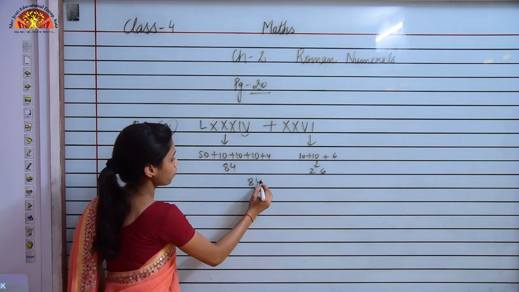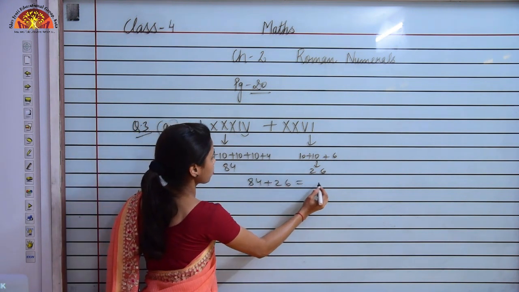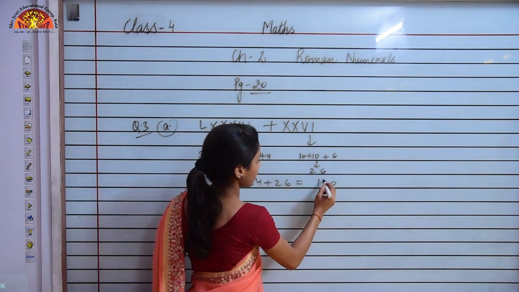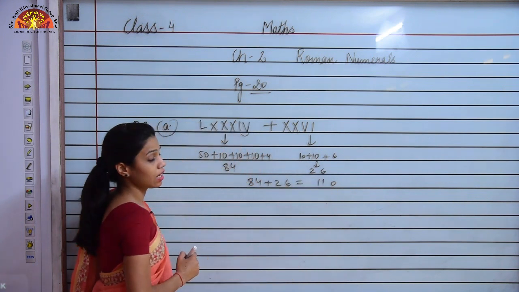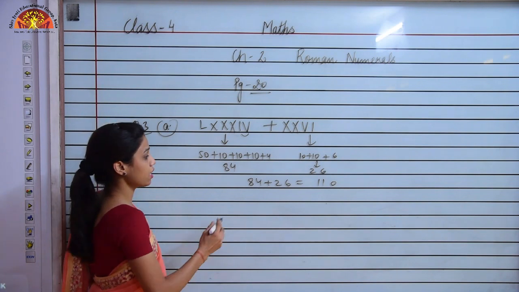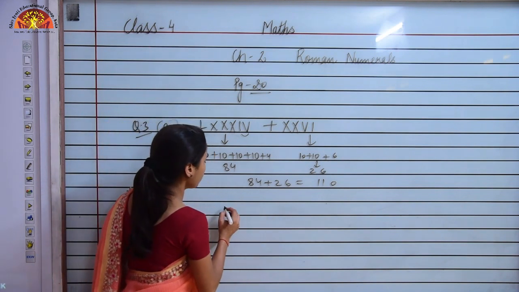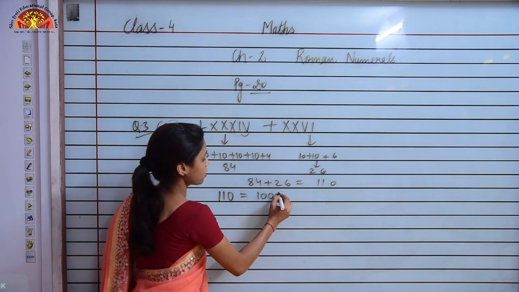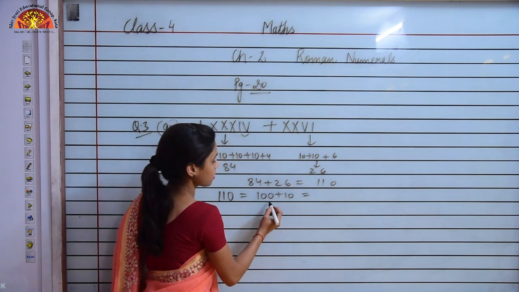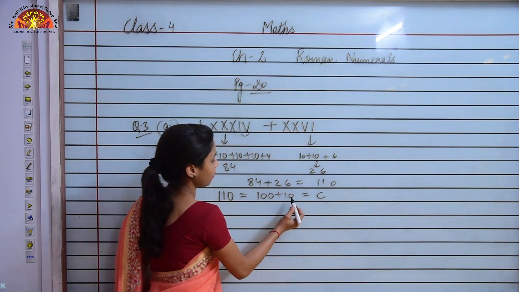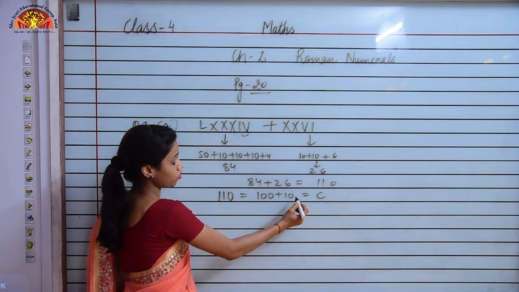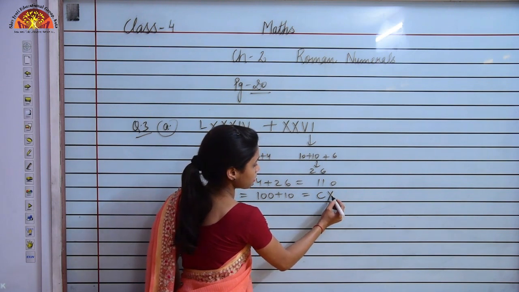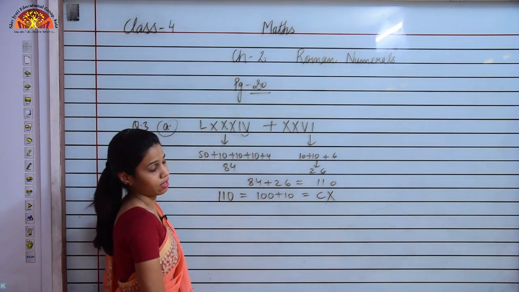So this is 84 and this is 26. Now 84 plus 26 is how much? 4 plus 6 is 10, 0, 1 carry, 8 plus 2, 10 plus 1, 11, 110. That means I have to write 110 in Roman form. Now to write 110, I will write it like this, 100 plus 10. Now 100 is C and I have to add 10. That means I have to put X on the right hand side. So this will be 100 plus 10, that is 110.